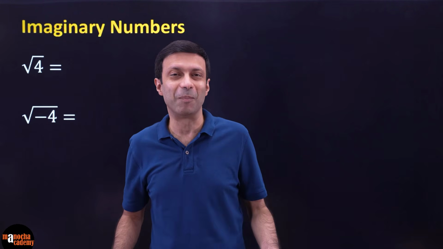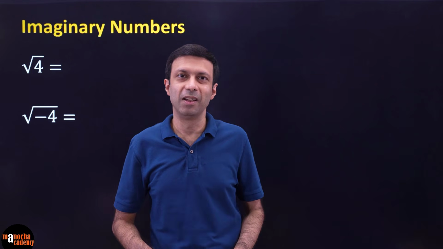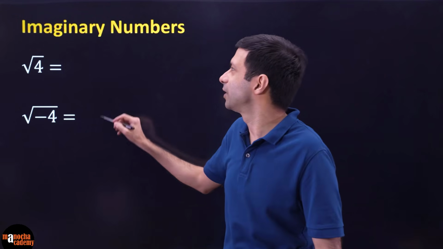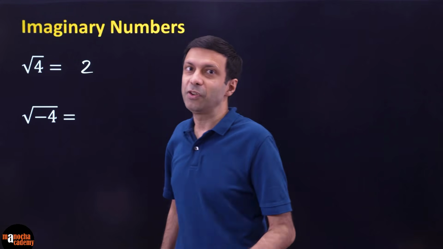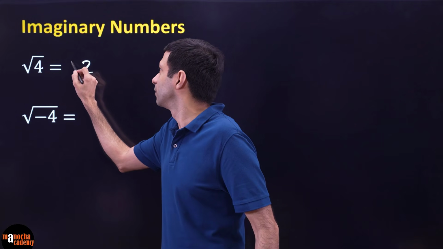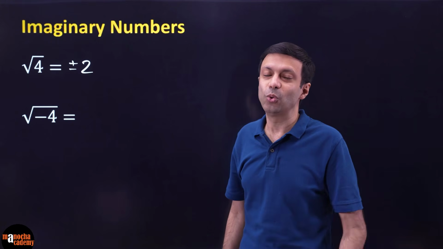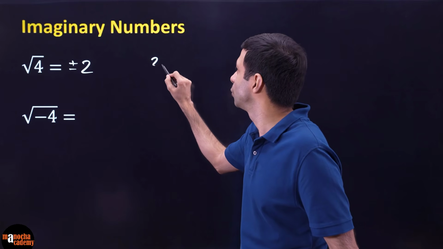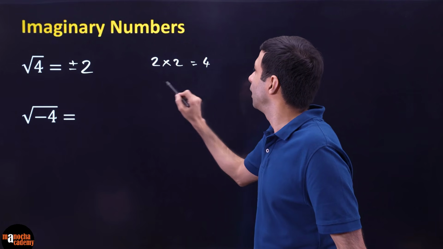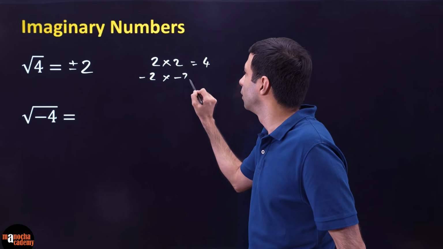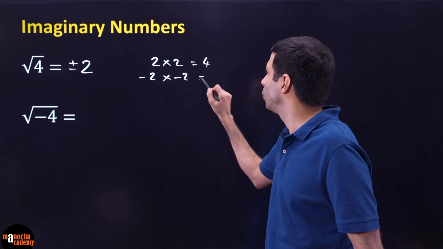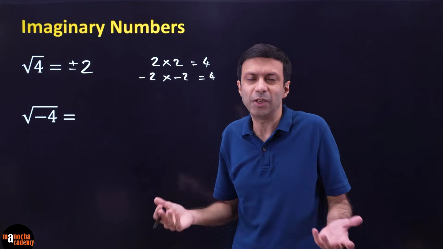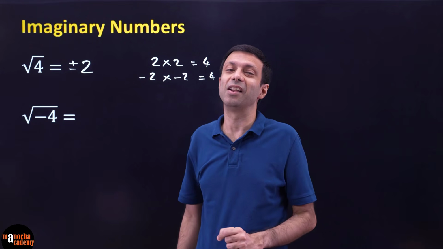To understand imaginary numbers, let's start off with a very simple example. If I ask you what is the square root of 4, you'll say that's simple. Square root of 4 is 2. But remember, we should actually write plus minus 2 because 2 times 2 is 4 and minus 2 times minus 2 is also 4. So if you do 2 times 2, you're going to get 4. And if you do minus 2 multiplied by minus 2, the minus sign cancels and you get 4.